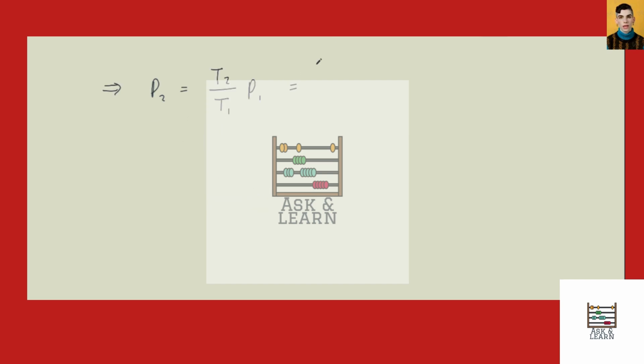And we can substitute our values into this equation. So that's 350 Kelvin over the initial temperature of 550 Kelvin times the initial pressure of 250 kilopascals. And so we reach a final pressure of 159.1 kilopascals. So that's the final pressure of the hydrogen.